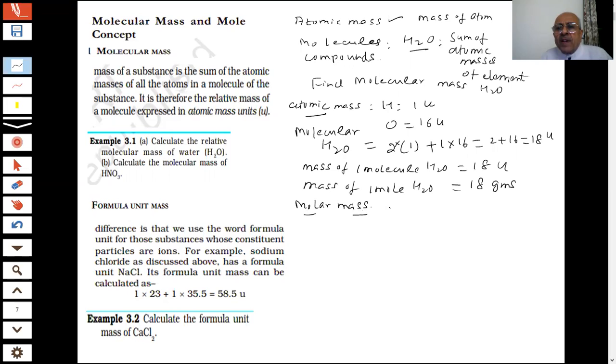Molar means it is given in terms of grams per mole. Per mole, gram per mole. We write g per mole. This is called gram per mole. Therefore, supposing you have a cup here.